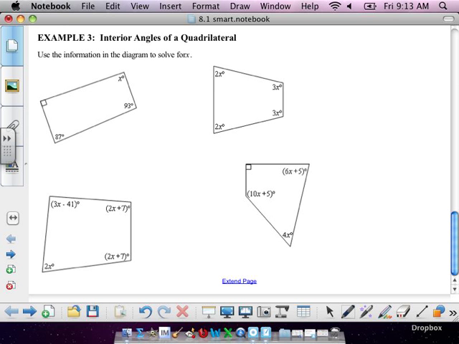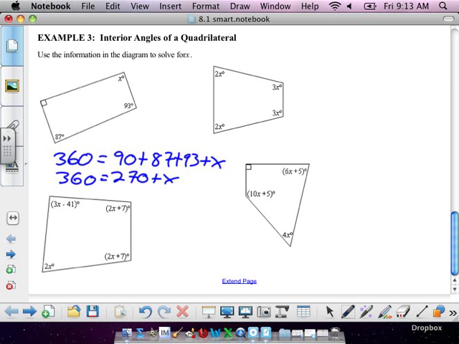Okay, the interior angles of a quadrilateral add up to what? 360. So that's 90 plus 87 plus 93 plus x. We're going to add 90 plus 87 plus 93 all together. We get 270. And then I'm going to subtract 270 from both sides. 90.